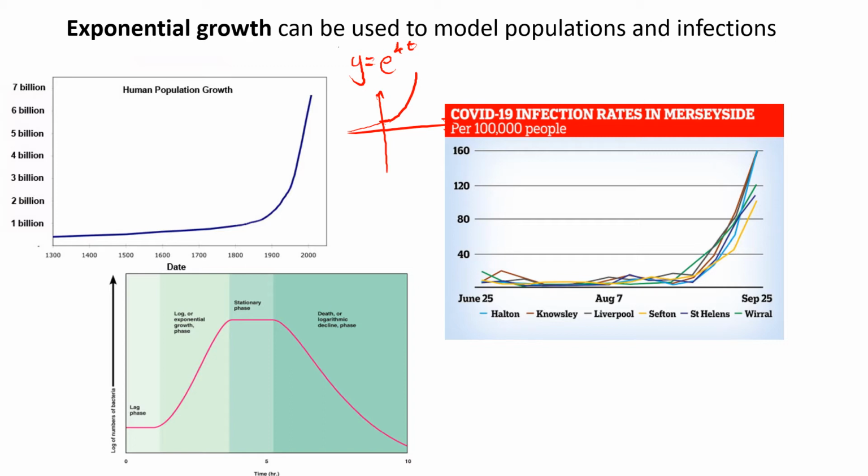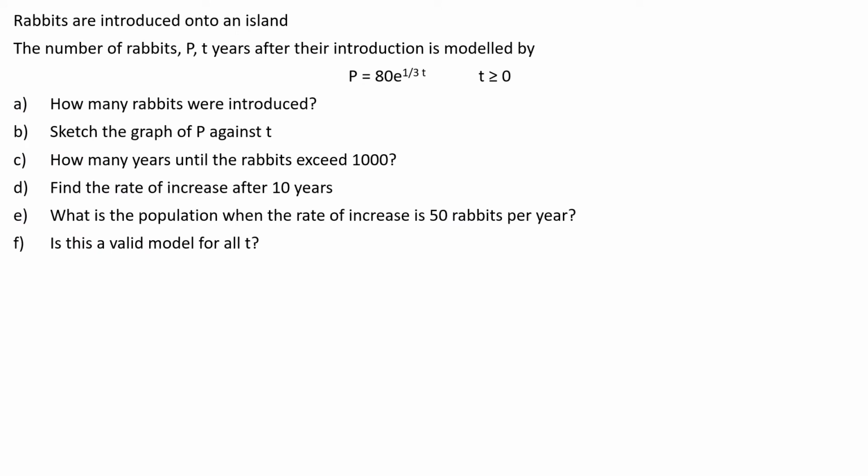So let's look at some examples. We're going to do the traditional rabbits on an island population thing. You'd be amazed how much math this has created. The Fibonacci series is based on how many rabbits are on an island as well. That's exponential. So we've got this model that the number of rabbits p, t years after their introduction, is modeled by p equals 80 e to the third t. Okay, so let's go through these one at a time.